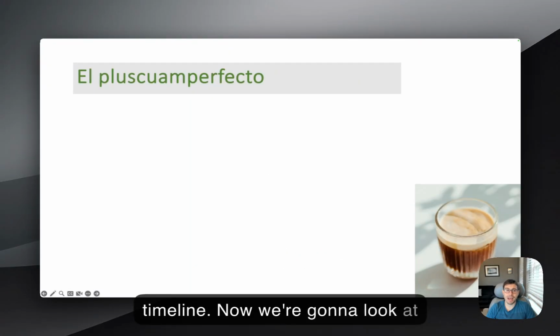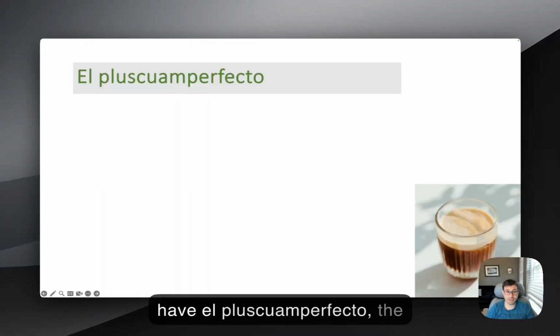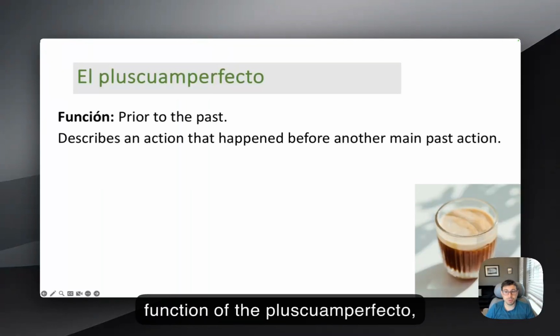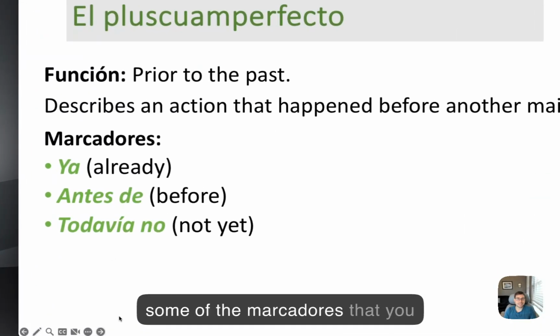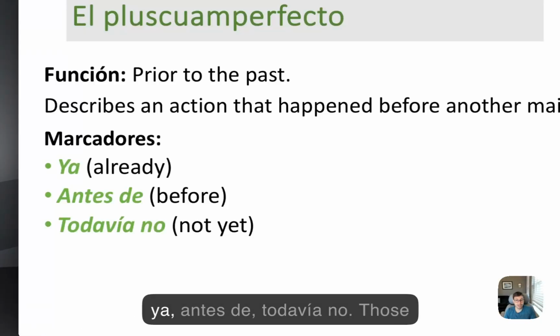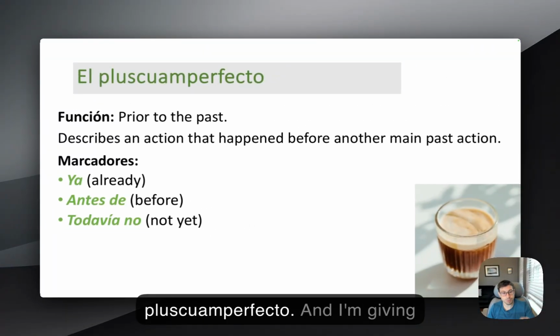Now we're going to look at all of them one by one, starting from the farthest away to the most connected to the present. And we have el pluscuamperfecto. The function of the pluscuamperfecto, past perfect, is prior to the past. It describes an action that happened before another main past action. And so we can see some of the marcadores that you will see and they will tell you, oh, most likely you're going to use the pluscuamperfecto here. So ya, antes de, todavía no. Those are used most likely with the pluscuamperfecto.